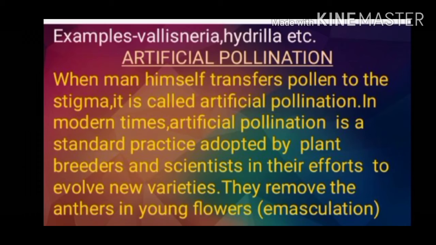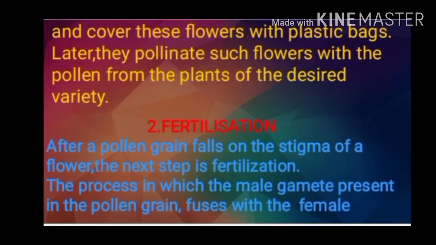In modern times, artificial pollination is a standard practice adopted by plant breeders and scientists in their efforts to evolve new varieties. They remove the anthers in the young flowers, which is called emasculation, and cover these flowers with plastic bags. Later, they pollinate such flowers with the pollen from the plants of the desired variety.